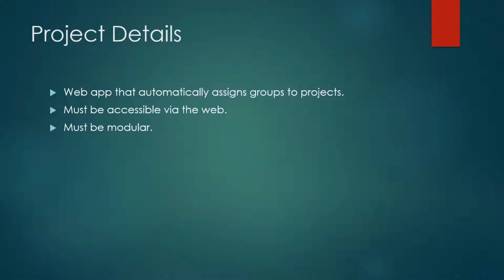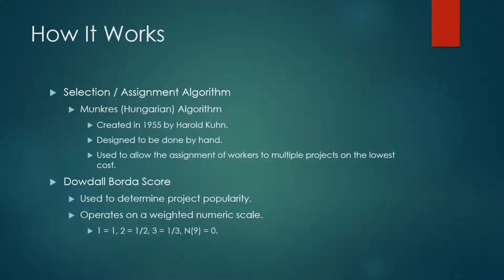capstone selection assignment process. KSU wanted a web app that can automatically assign students to capstone projects given group size parameters. The web app also must be accessible via the web and must be modular. This project was designed to be able to be adjusted to do whatever scheduling or selection assignment task KSU may like. In order for this project to work, we needed to use a selection algorithm.